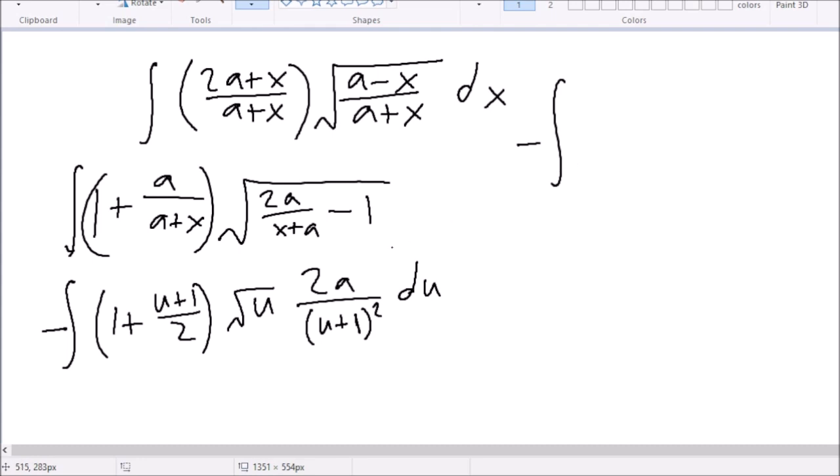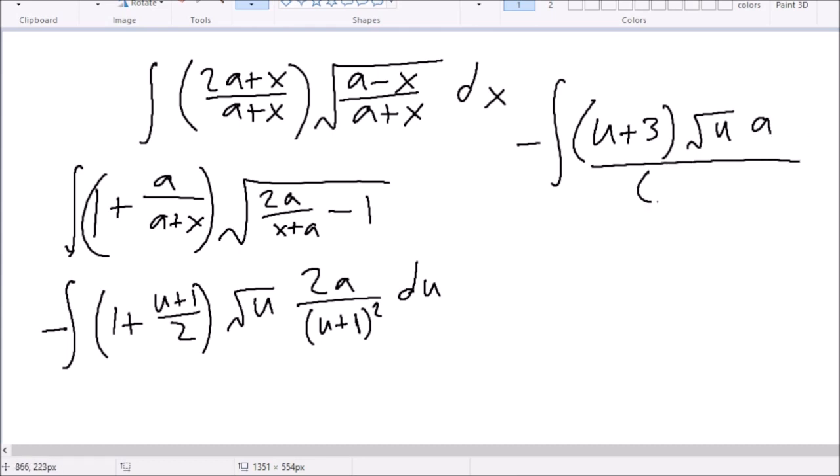So let's cancel the twos here, right? Before we have to combine these terms, so this is technically u plus 3 and then a, all over u plus 1 squared. This isn't getting prettier. Just so you guys know, this is not getting any prettier.